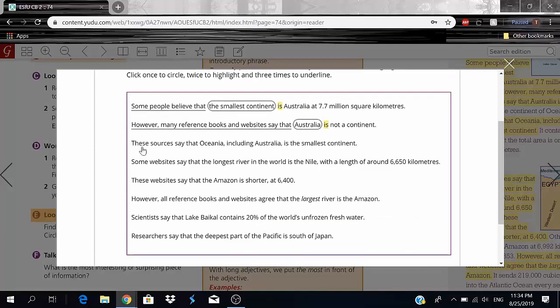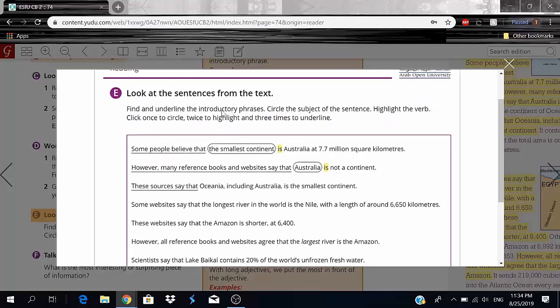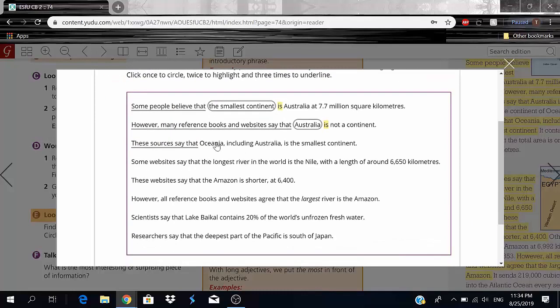Here we have, "These sources say that," and I'm gonna stop right here. I have that, so I'm gonna stop. Okay? I'm gonna underline this because, like I said, introductory phrase. Oceania, that's the subject. Found that.